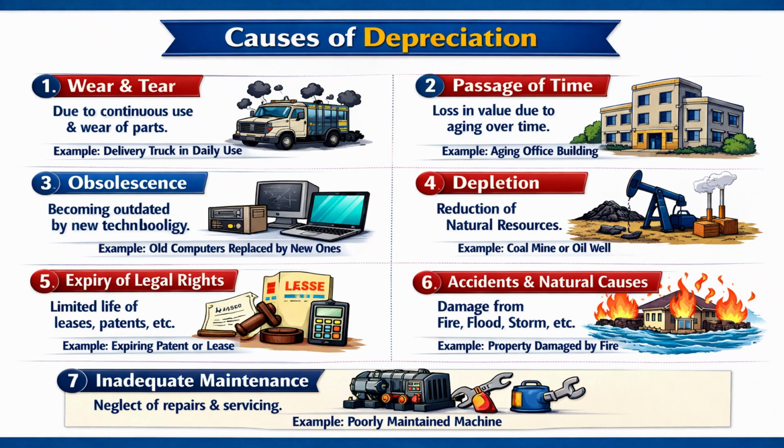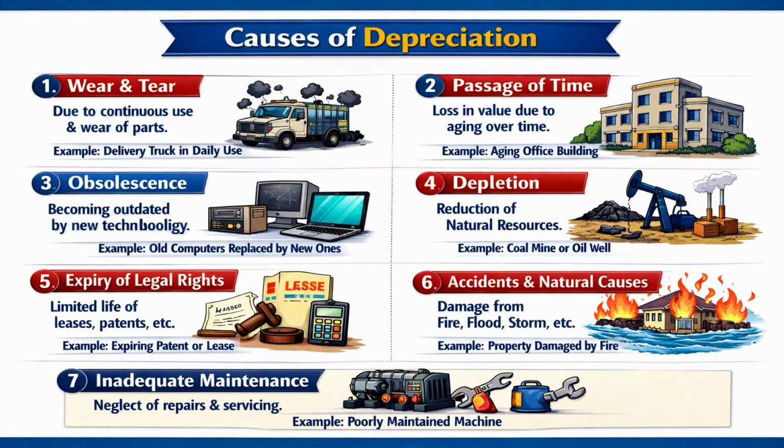When a fixed asset is used continuously in business operations, its parts gradually become worn out. Friction, pressure, vibration, and continuous use reduce the efficiency and value of the asset. For example, machines in a factory, delivery vehicles, and office furniture lose their value because they are used regularly. Example: a delivery truck used every day for transporting goods will gradually lose its value due to continuous usage.